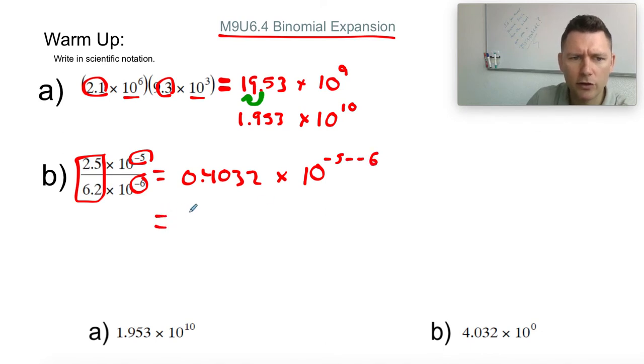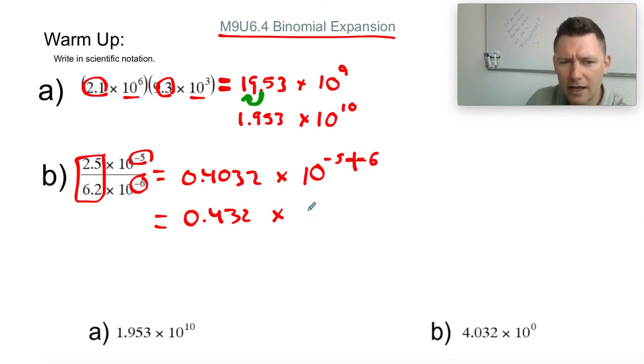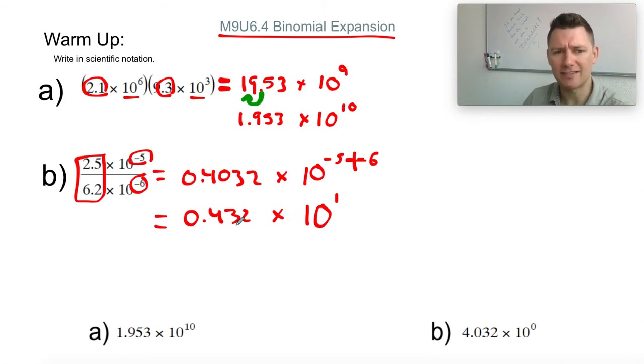And that's all well and good. That turns into 0.432 times 10 to the, well, this is negative 5 minus a negative ends up being plus, and so you'd add them up and you get 10 to the 1. 10 to the first, 10, right? That's great, but this isn't in scientific notation, just like this one wasn't.